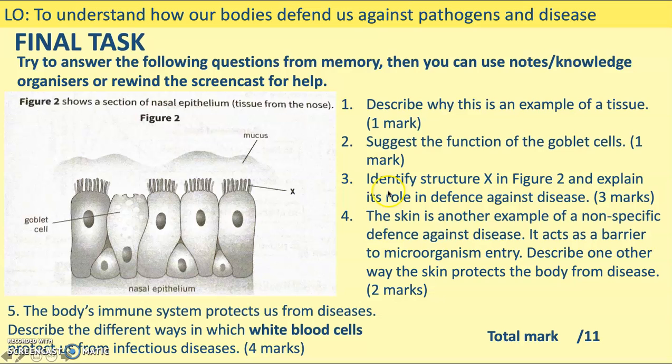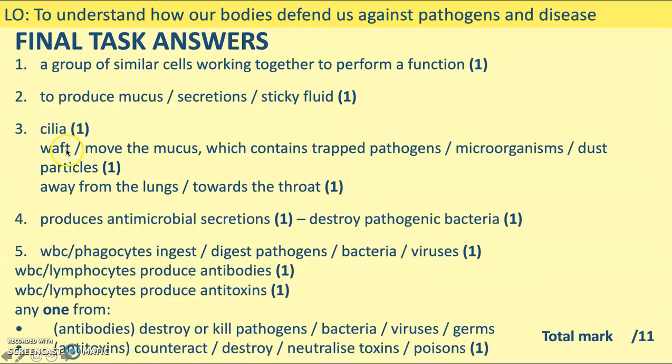Question 3, identify structure X in figure 2 and explain its role in defence against disease. So if we look, structure X here, it's pointing to a cilia. So you get 1 mark for saying cilia. The second and third mark come from the function. So we need to say, for 1 mark, waft or move the mucus, which contains or traps pathogens or microorganisms or dust particles. Either of those would get you 1 mark. And then for the third mark, we need to say away from the lungs or towards the throat.